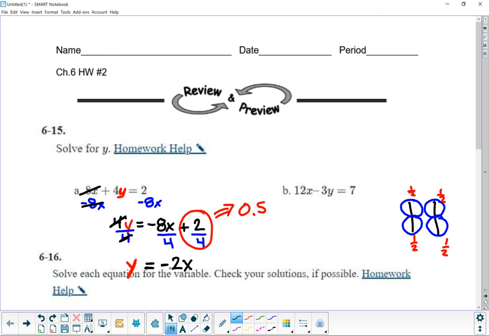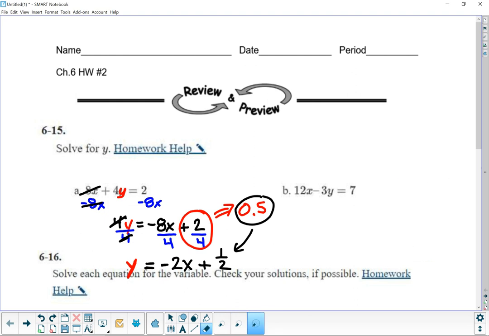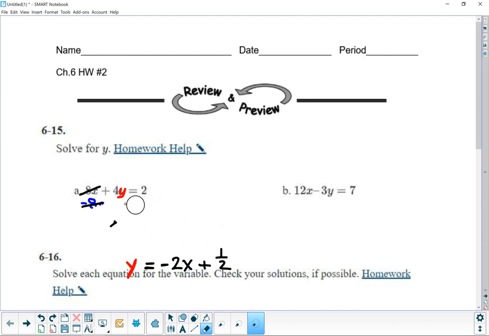So my final answer, y equals negative 2x plus 1/2. Or you can put 0.5 right there if you like. So be careful about 2 divided by 4 and don't think of it as 4 divided by 2. If you need it, you can pause, you can rewind and whatnot, but I'm going to go ahead and leave this answer right there.